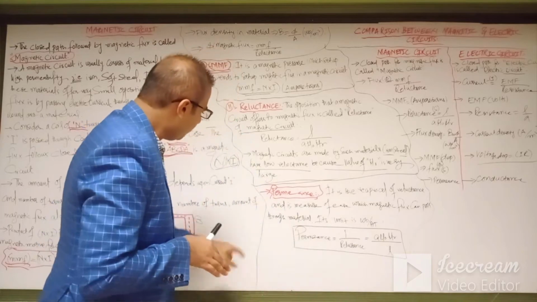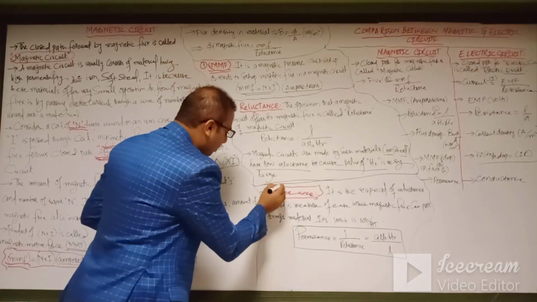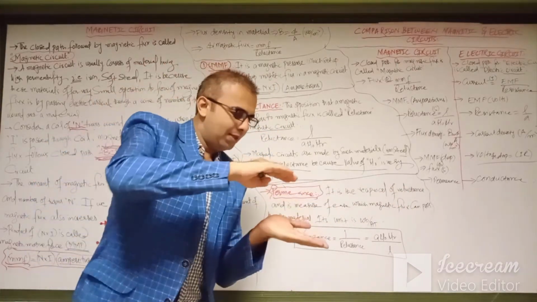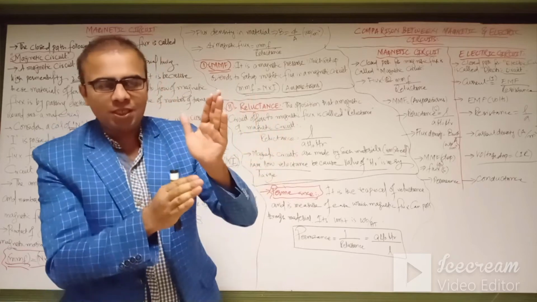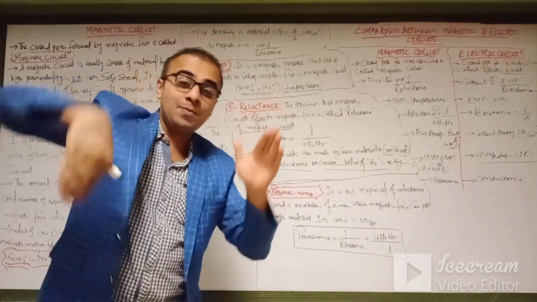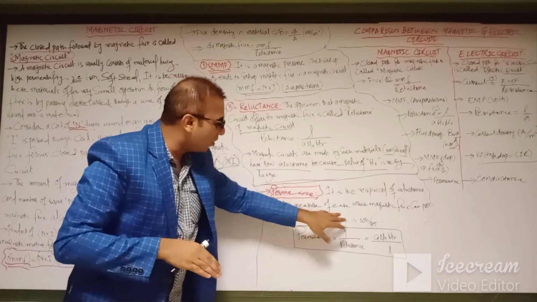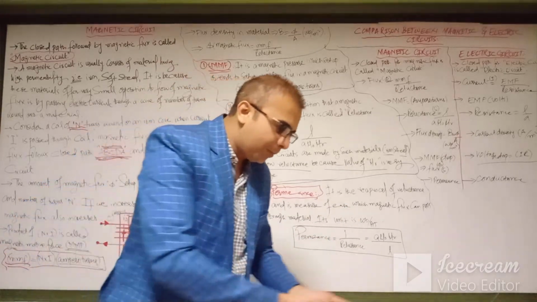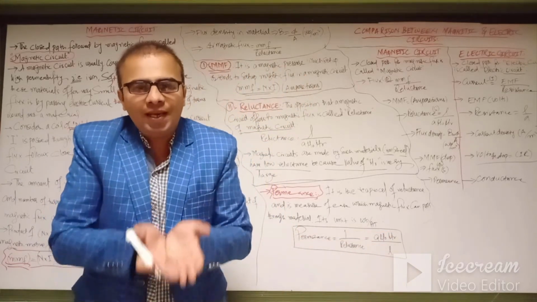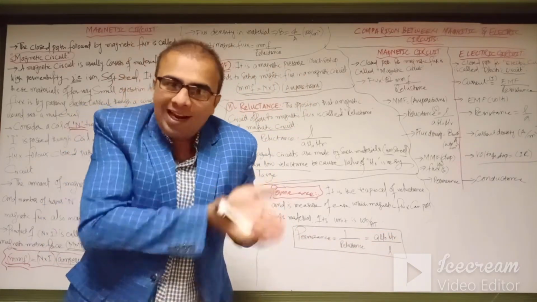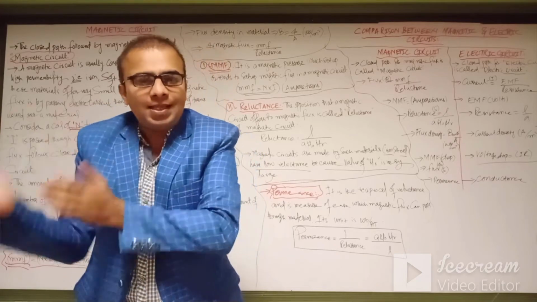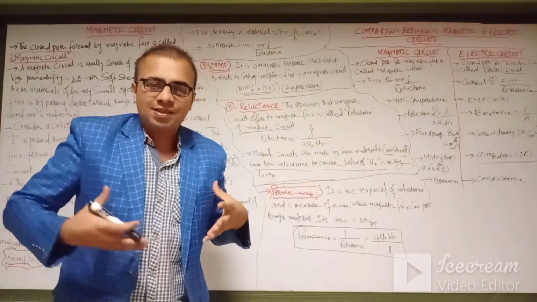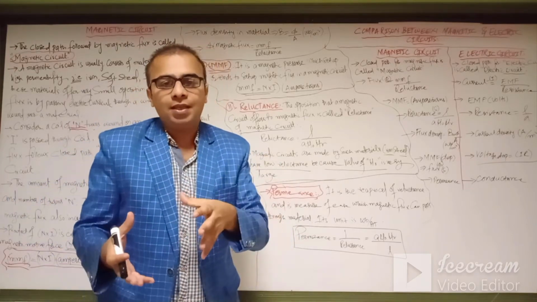The third one is permeance. It is the reciprocal of the reluctance. If reluctance is the opposition, permeance is the permission. It is the measure of the ease with which magnetic flux can pass through the material. If the permeance is greater, the reluctance will be lesser. So reluctance is the opposition, and permeance is the ease with which the flux can be set up in that magnetic material.